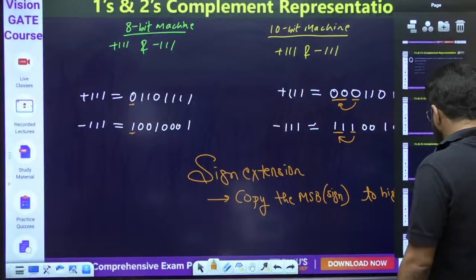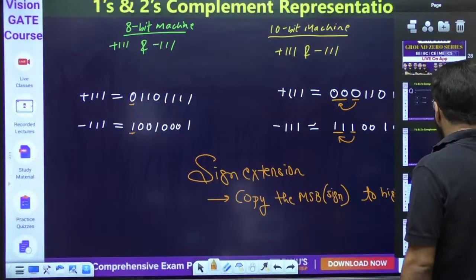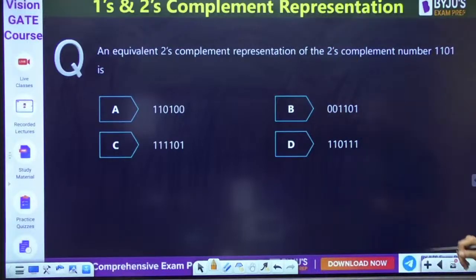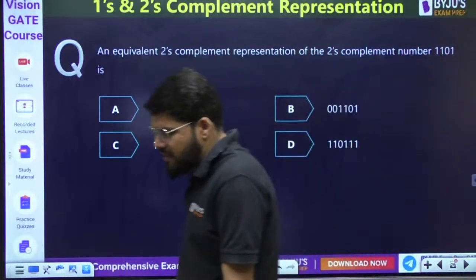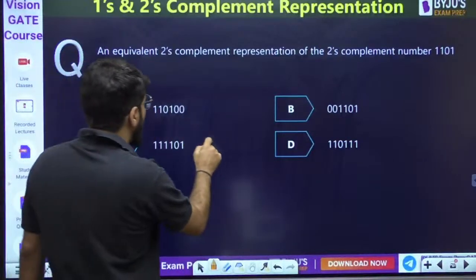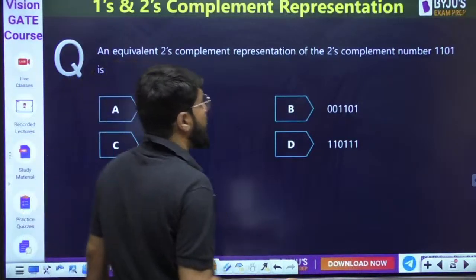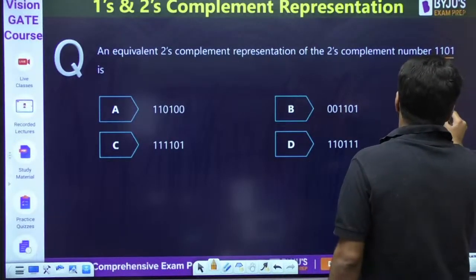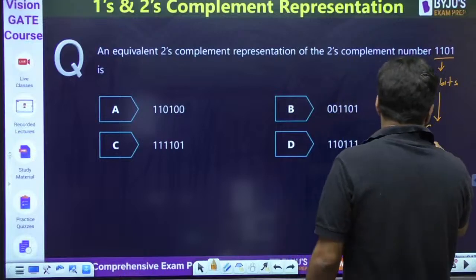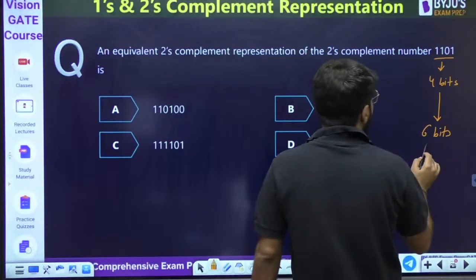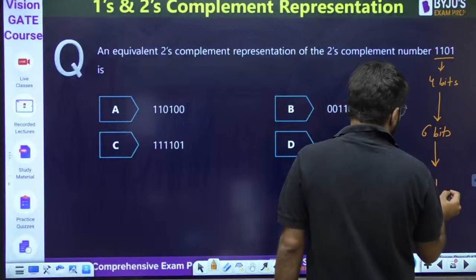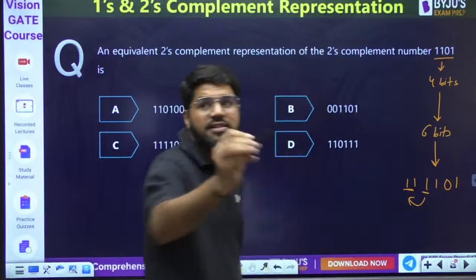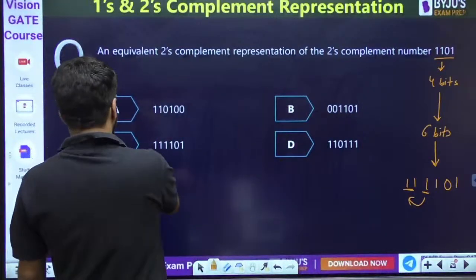Now let me take you towards another question here. Tell me an equivalent 2's complement representation of the 2's complement number 1101. What is the meaning of this question? All the options are in 6-bit format. This is 4-bit. There is a 2's complement number given in 4 bits. You have to extend it to 6 bits. So the sign has to be copied. 1101. What is the sign bit? 1. So that has to be copied here. So the answer should be 111101. The answer is C.